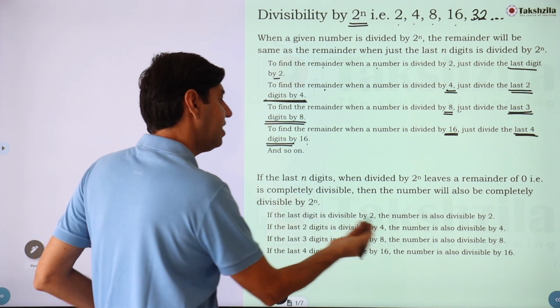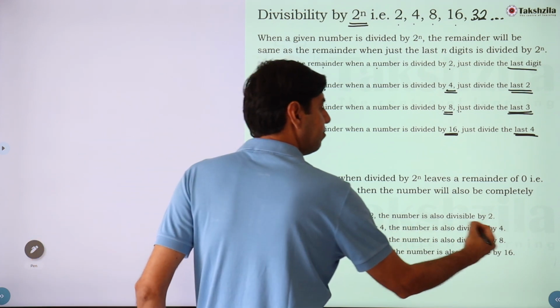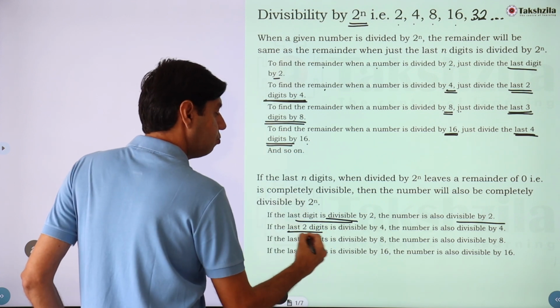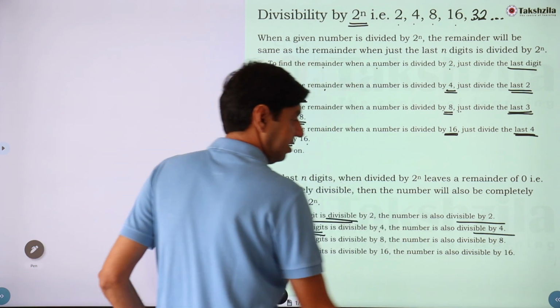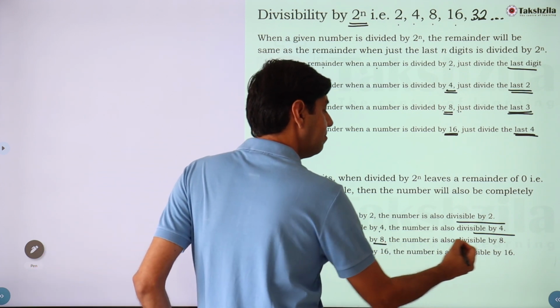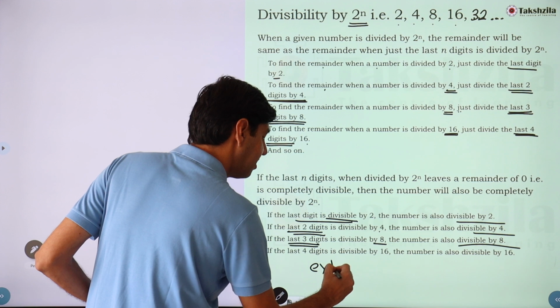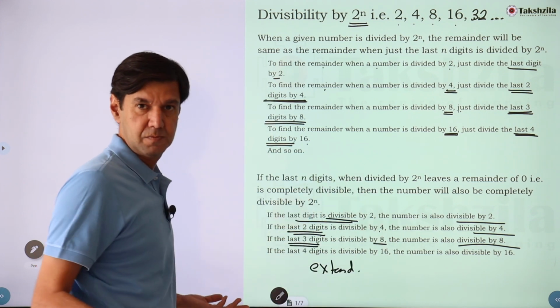And if those remainders are 0, if the last digit is divisible by 2, then the number is divisible by 2. If the last 2 digits are divisible by 4, the number is divisible by 4. If the last 3 digits are divisible by 8, the number is also divisible, and you can extend it further also.